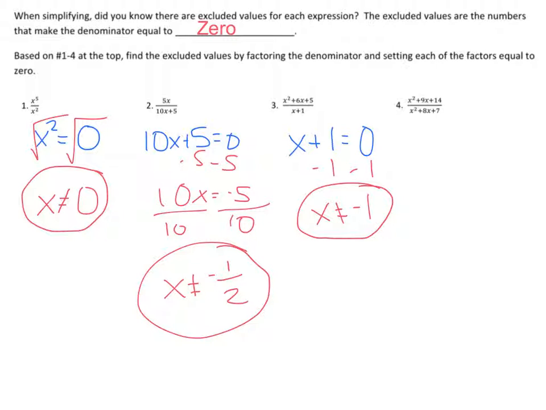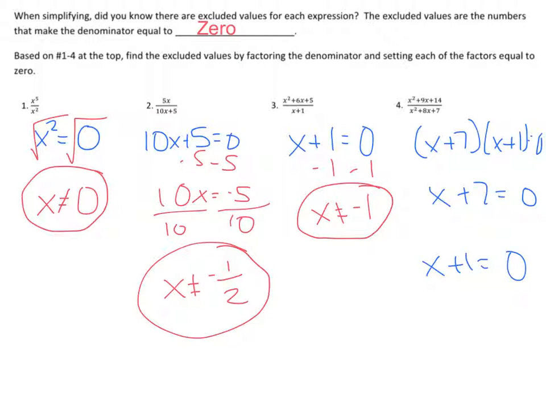And then on number 4, we have x squared plus 8x plus 7. Now we will have to factor this one first. So we'll go ahead and factor this, just like we did at the top, as x plus 7 and x plus 1. And that's going to be equal to 0. So now I'm going to take each of those factors, x plus 7 equals 0, and x plus 1 equals 0, and I'm going to solve both of those for x.